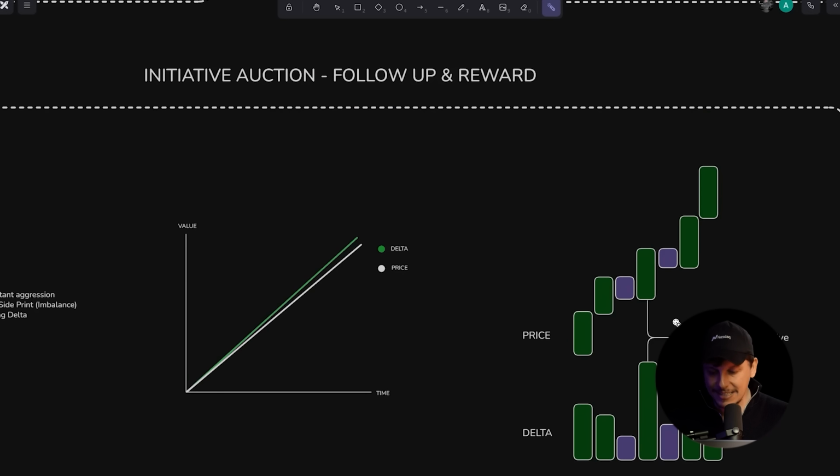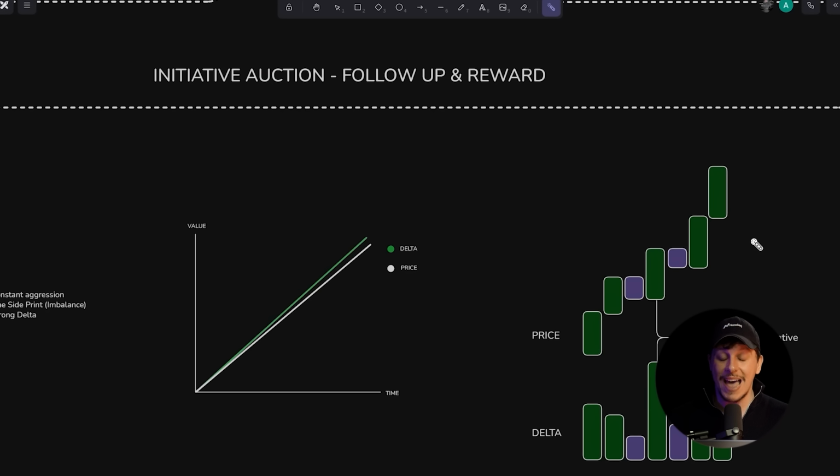This is aggressive market participants putting the foot on the gas and joining the trend on the upside, and it's usually an amazing signal if you are a trend following trader.